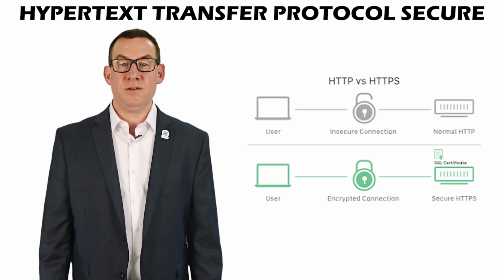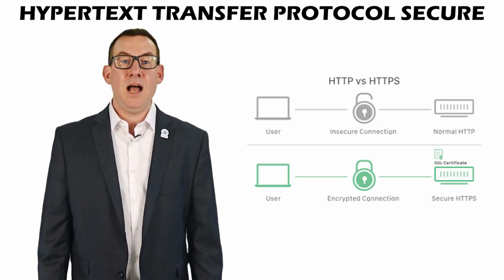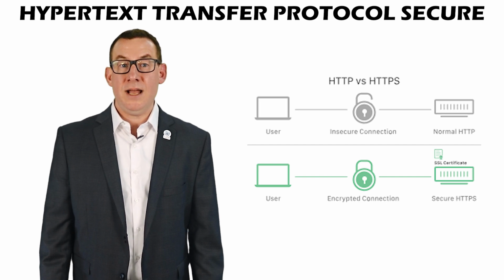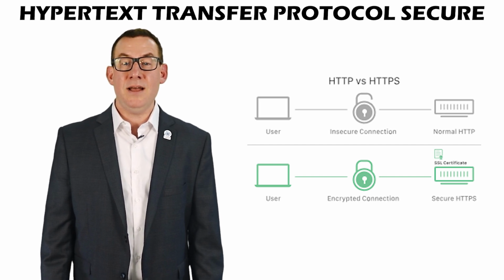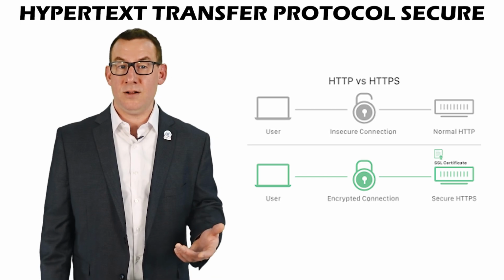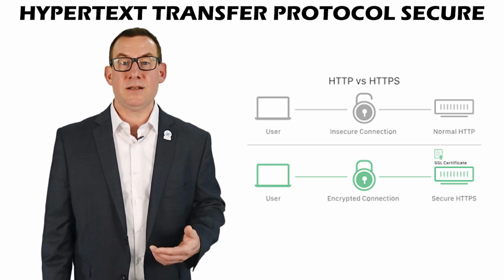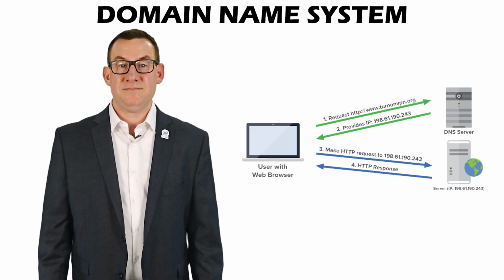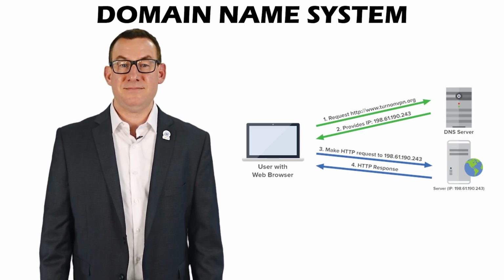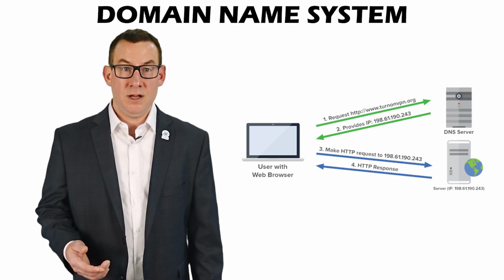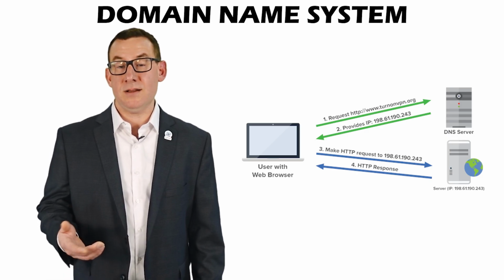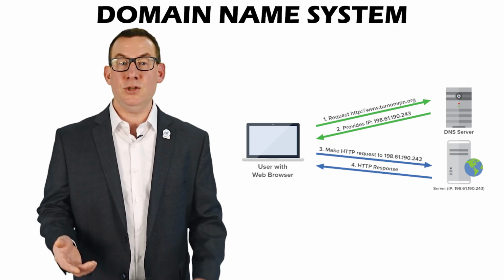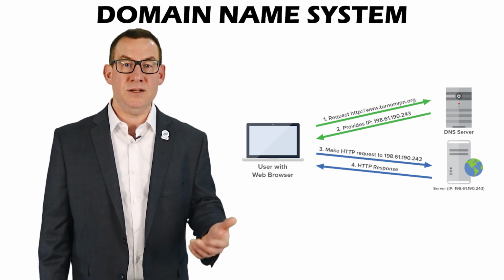Hypertext Transfer Protocol Secure, or HTTPS. Hypertext Transfer Protocol Secure is the secure version of HTTP that uses TLS or SSL to encrypt traffic and protect sensitive information. The Domain Name System, or DNS. The Domain Name System converts human-readable domain names like TheGISCI.org into numerical IP addresses computers can use.